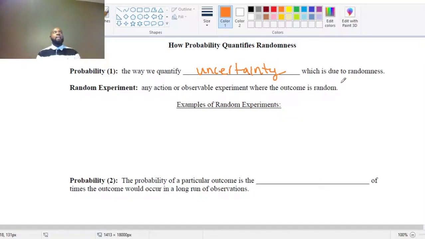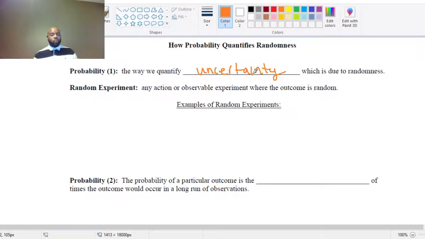If you have something that's going on and you don't know the outcome, it's uncertain, it can go one of several ways, then that is considered a random phenomenon. Basically, probability is a way to quantify that uncertainty. And this is based off of what we call a random experiment. A random experiment is any action or observable experiment where the outcome is random.